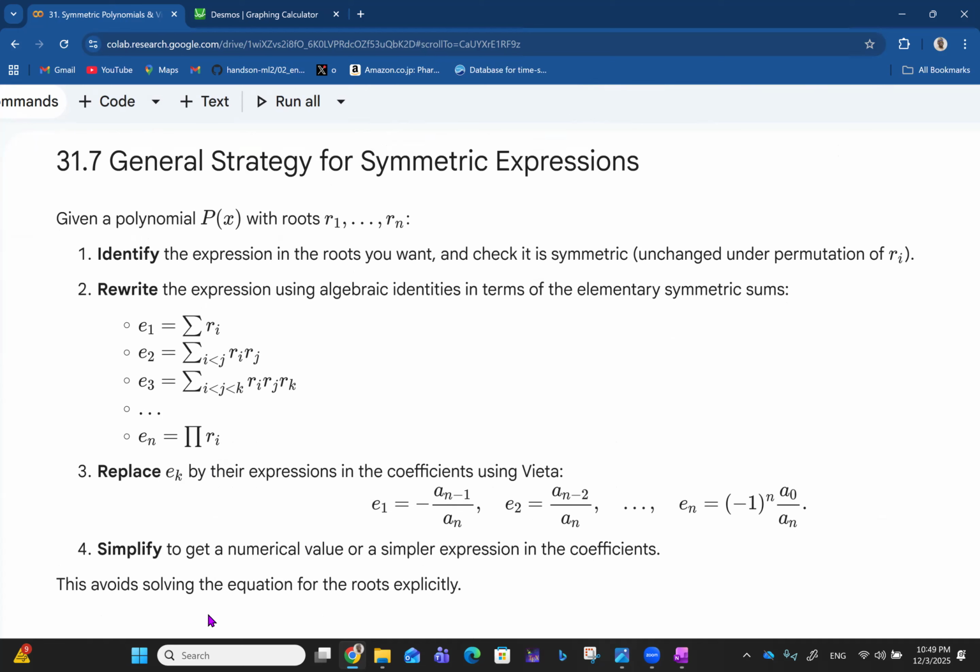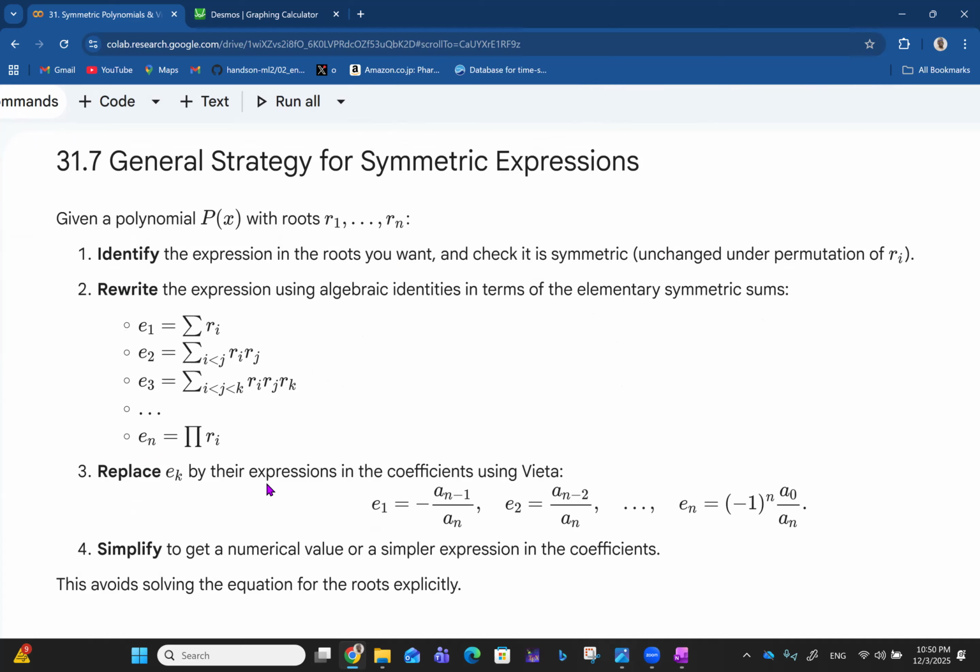So the general strategy for symmetric expressions, like we've been doing, tells us: given a polynomial P of x with roots R1 up to Rn, identify the expression in the roots you want and check it is symmetric, that is, unchanged under permutation of the Ri. Then we write the expression using algebraic identities in terms of elementary symmetric sums. I know the elementary symmetric sums: E1 adds the roots one after the other, E2 multiplies the roots in pairs and adds them together, and then E3 multiplies the roots in triples and adds them together, and so on and so forth.